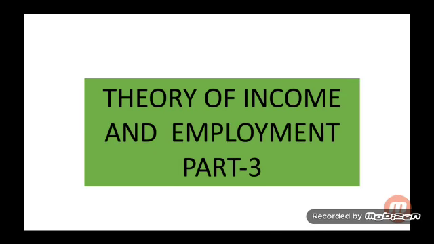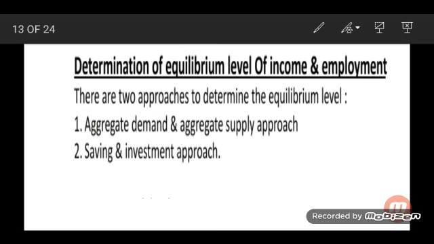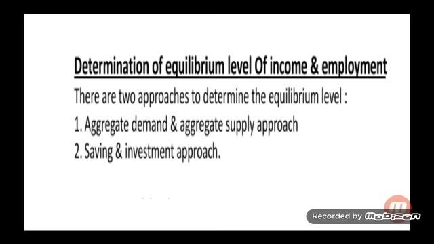Good morning, student. This is part 3 of the chapter Theory of Income and Employment. In this video, we are going to learn about the determination of equilibrium level of income and employment. There are two approaches to determine the level of income and employment, students. The first one is aggregate demand and aggregate supply approach, and the second is saving and investment approach.